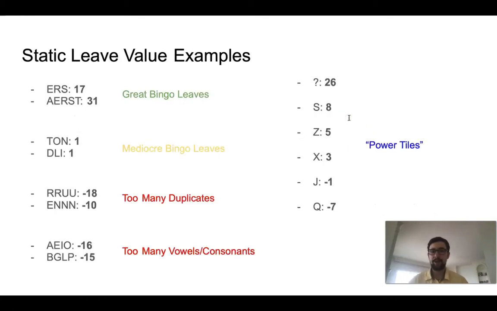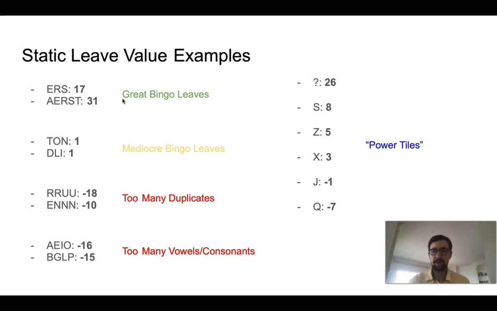So here are some examples of static leave values. The first couple here on the left are very good bingo leaves, so ERS and AERST. AERST, notably, is worth 31 points, so that means you're so likely to bingo with that leave that having that leave is 31 points better than having no tiles on your rack at all to start. Some more mediocre leaves are TON and DLI, all of which are in that group of tiles that I labeled as good bingo tiles, but they're not quite as strong as the E's and especially the S's, so they're more mediocre, and they're slightly better than having no tiles. They have a static leave value of about 1.